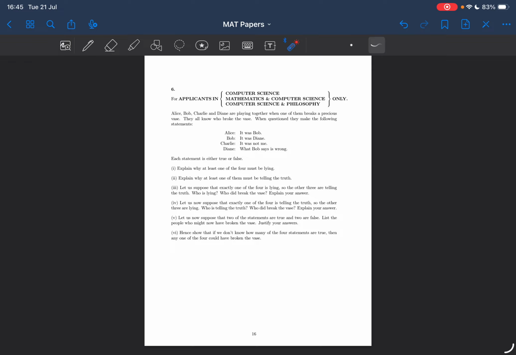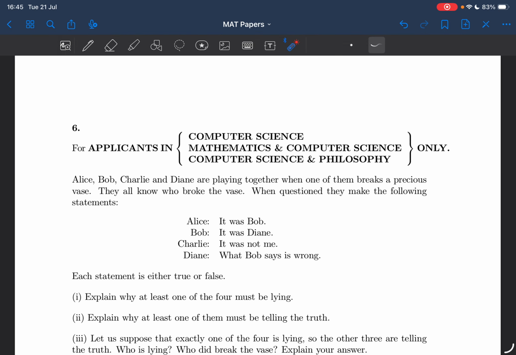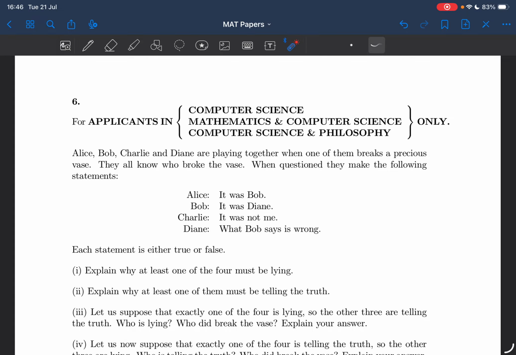2 more to go. Oh yeah, the liars. So what have we got now? Alice, Bob, Charlie, Diane playing together. When one of them breaks a precious vase, they all know who broke the vase. When questioned, they make the following statements. Alice says it was Bob. Bob says it's Diane. Charlie just says it wasn't him. And Diane says, calling Bob out, it wasn't Bob. Each statement is either true or false. Explain why at least one of the 4 must be lying.